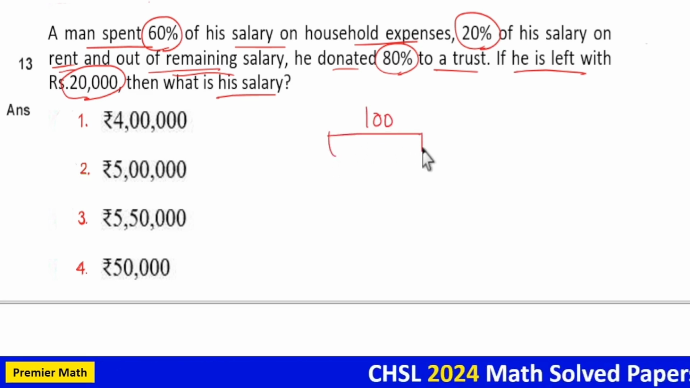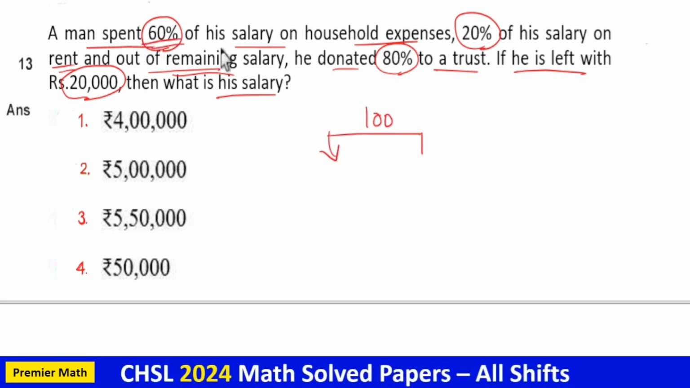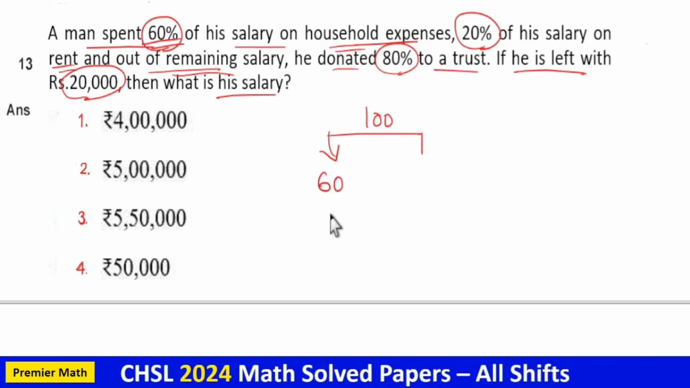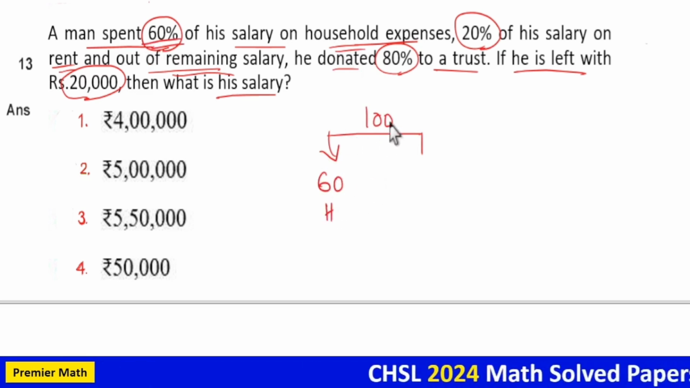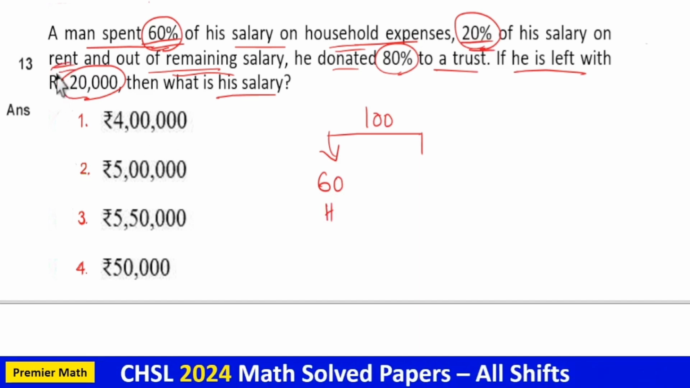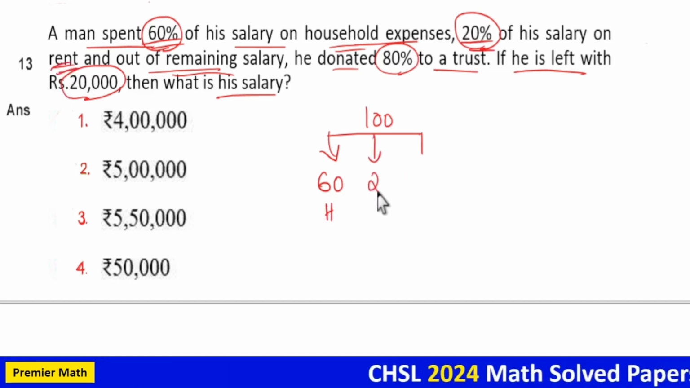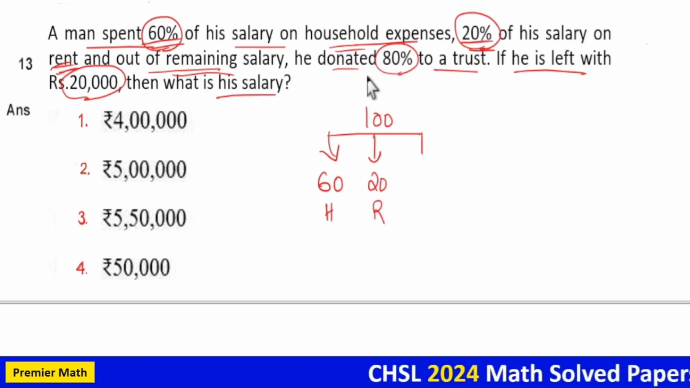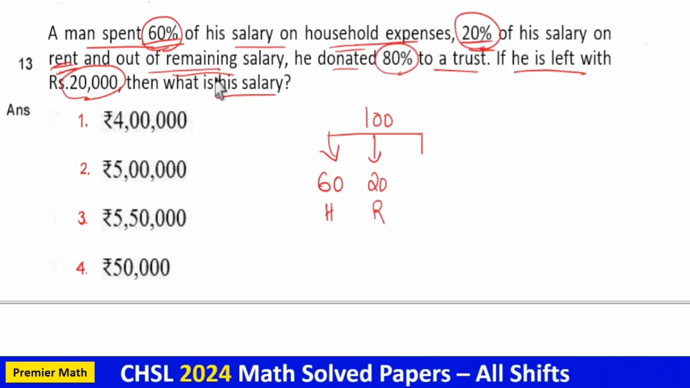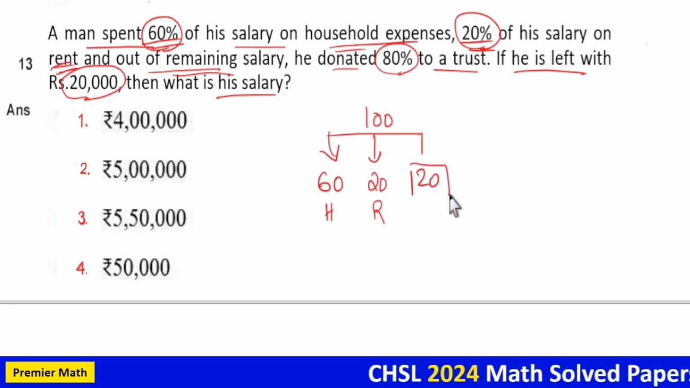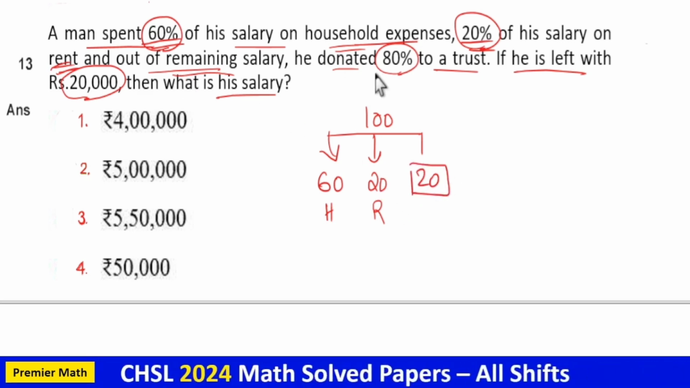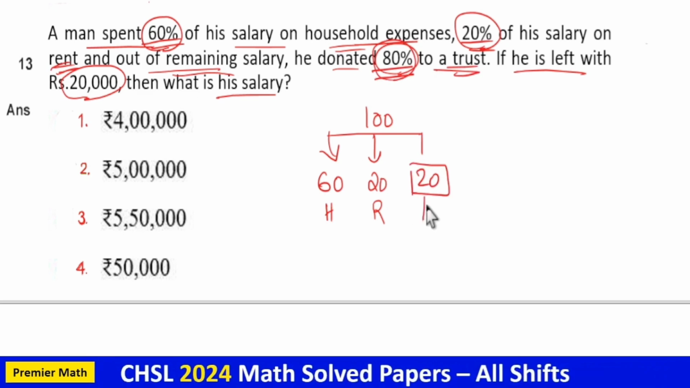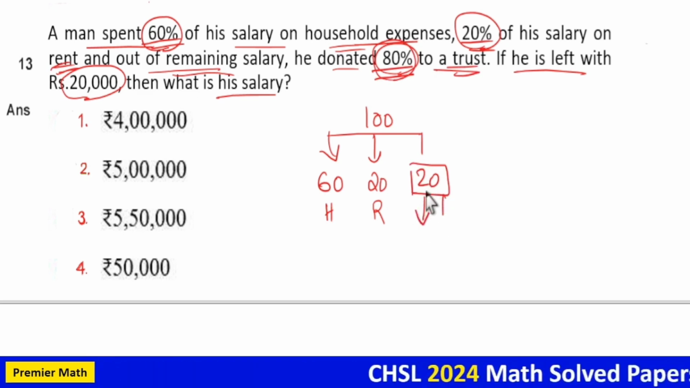Then out of his 100 rupees, 60% he spent on household. So 60% means 60 rupees on 100 he spent on household, and 20% he spent on rent. 20% means 20 rupees he spent on rent. Remaining is 20%, that is 20 rupees. So out of this 20 rupees, he donated 80% to a trust.